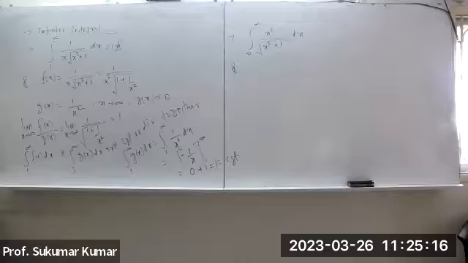Suppose here it is 0 to infinity, then 0 will fail. So 0 is an infinite discontinuity point. Then you have to change the partition: 0 to 1, and 1 to infinity. In the 0 to 1 case, g of x will be 1 by x. But for 1 to infinity, g of x will be 1 by x square.